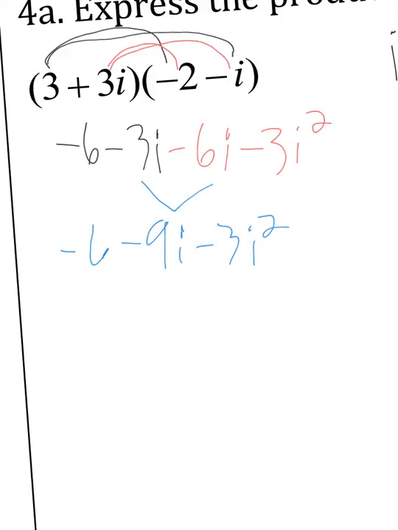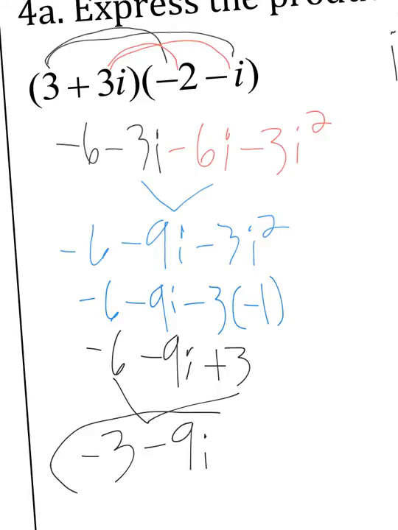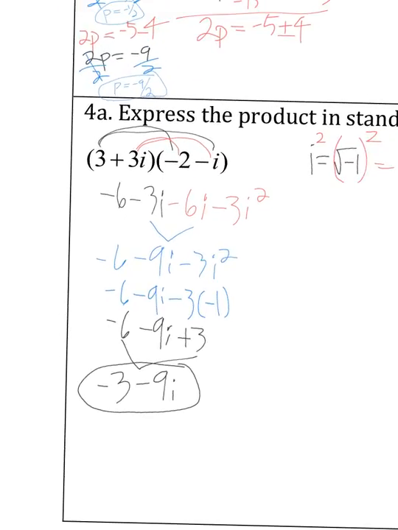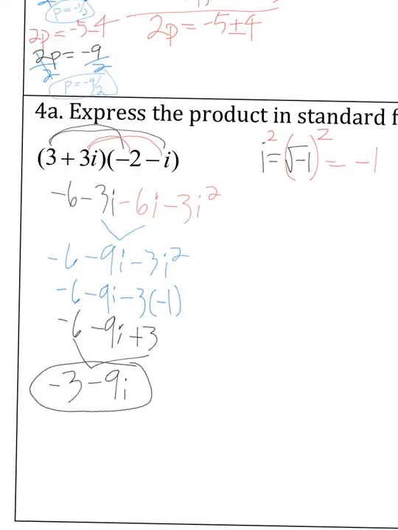So this is saying negative 6 minus 9i minus 3 times negative 1. So that's negative 6 minus 9i plus 3 now. And now look, I have two other like terms I can add. In standard form means you write the regular number first. So negative 6 plus 3 is negative 3. And then minus 9i. You put the i number second. And that is how you would multiply those two binomials together. All right, let's move on to the back.